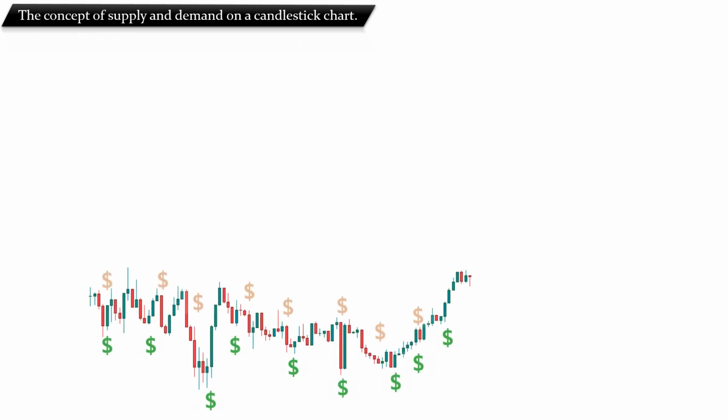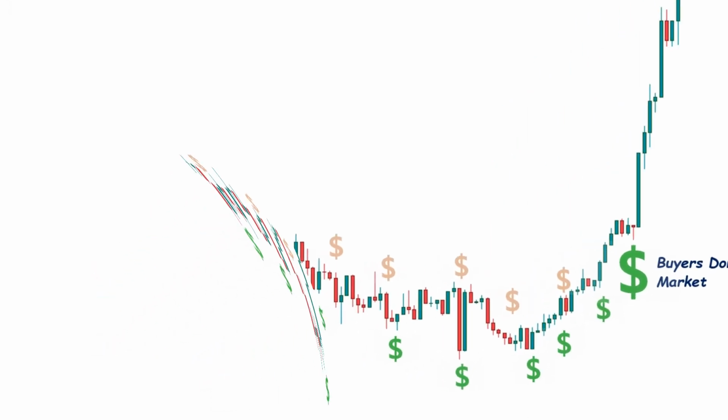First, let's talk about supply and demand. Buyers and sellers are always competing to set prices. When the power of buyers or sellers goes up, it starts a trend. Either prices go up or down.